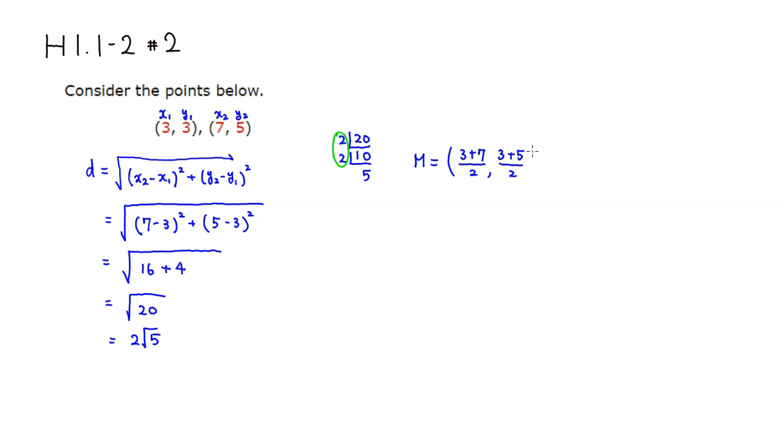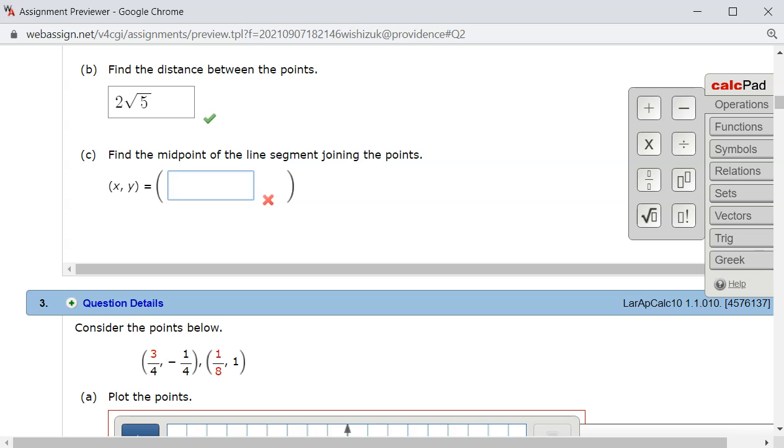So this is going to be 7 plus 3 is 10. 10 over 2 is 5. 3 plus 5 is 8. 8 over 2 is 4. So we have (5, 4). Let's type it in. It's (5, 4).